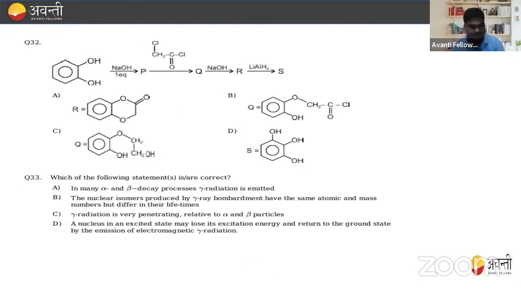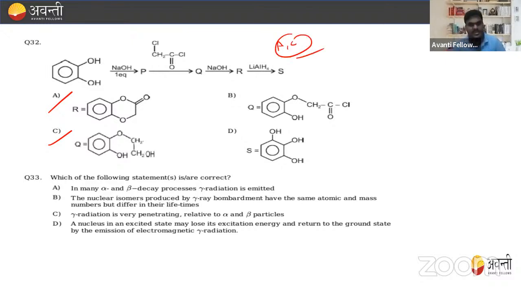Okay. Now, next question number 32. What does question number 32 basically ask? Here you have to identify the correct one. When this is treated with NaOH in the presence of ClCH2COCl, what will form? One is this and another is this. So these two, that is only A and C, will be formed.